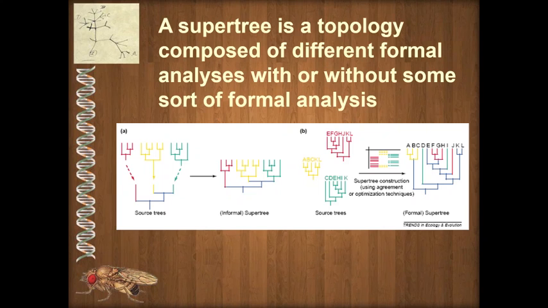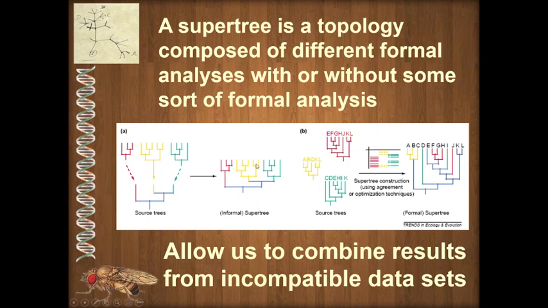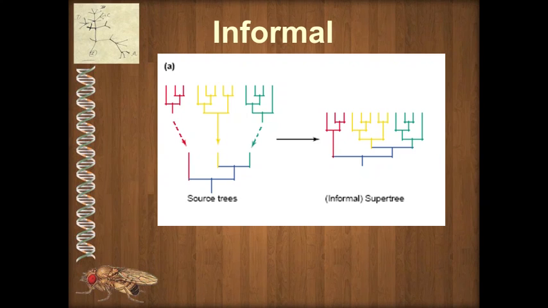Now, for a supertree, there are a couple of different ways to do it. The first we're going to talk about is an informal one, but all of these methods allow us to put a variety of different analyses together into a single image or a single diagram representing relationships. So first, let's talk about informal supertrees. Okay, an informal supertree, as it sounds, we don't do any objective analysis. There's no strict analytical way to do it.